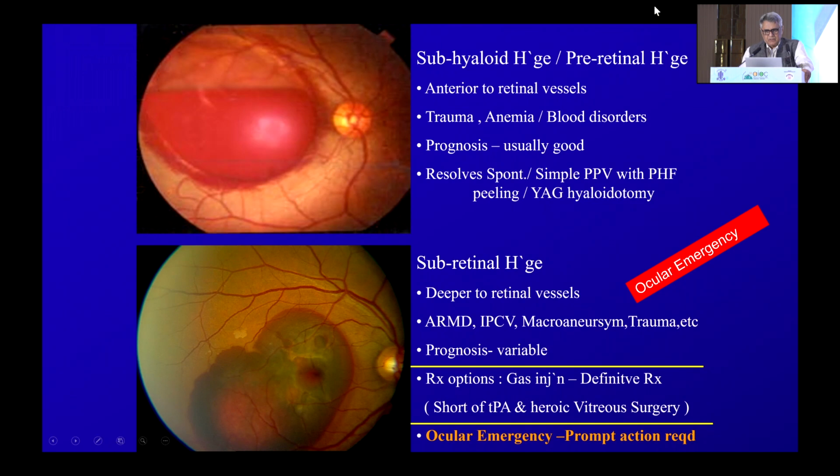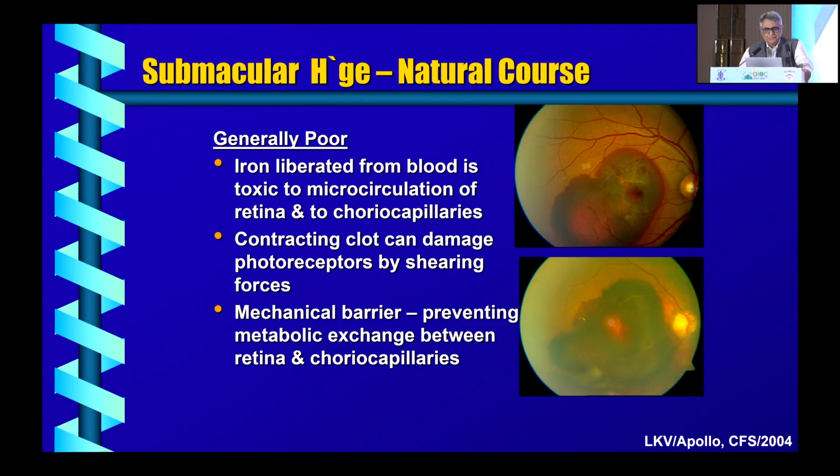At the outset, a macular hemorrhage for a general ophthalmologist needs to be differentiated as to whether it's subhyaloid or subretinal. Because in contrast to subhyaloid, the subretinal is an emergency, one of the ophthalmic emergencies. We can't leave this patient. Whereas subhyaloid, you can easily watch, or do laser, or maybe surgery also. The natural course of subretinal hemorrhage is generally poor because of multiple factors: toxicity of iron, clot retraction, and even a mechanical barrier also.